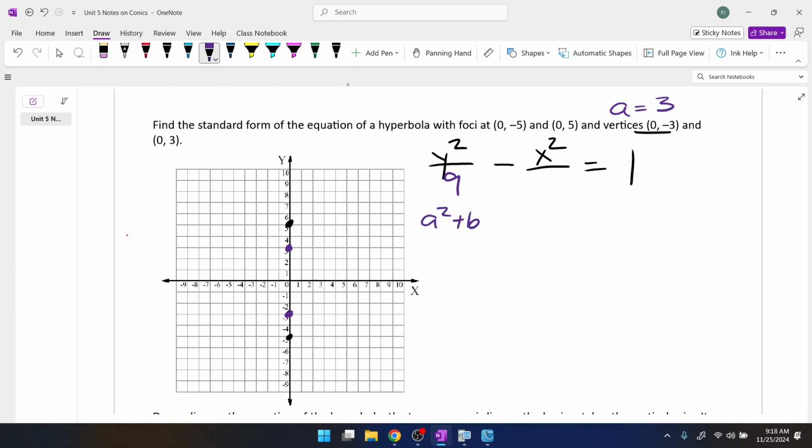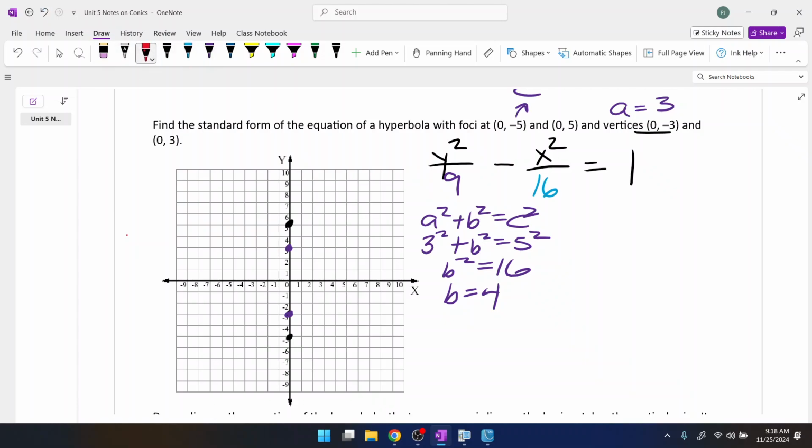A squared plus b squared equals c squared. Here's your c value. So you literally have 3 squared plus b squared equaling 5 squared. B squared is going to equal 16. B is going to be 4. So you're going to put a 16 underneath this.